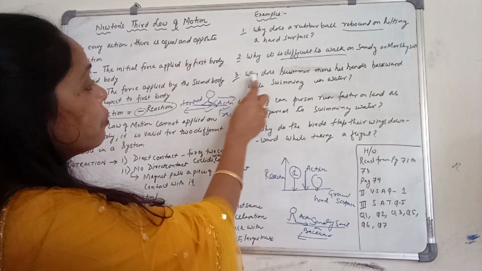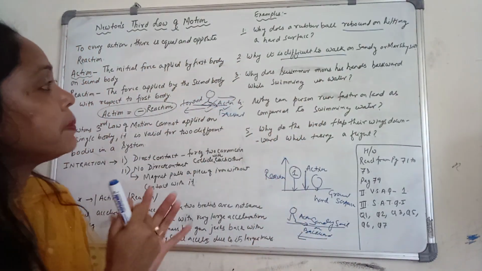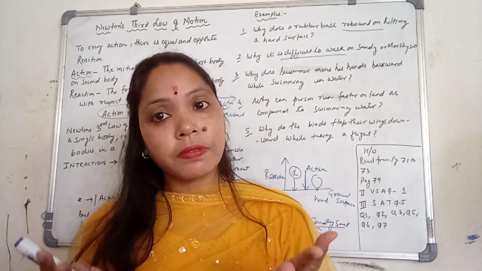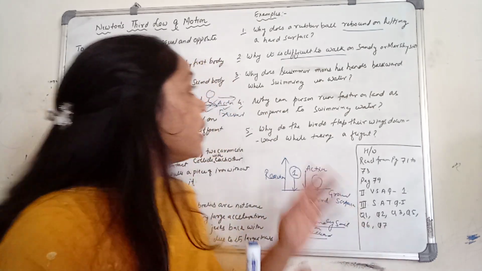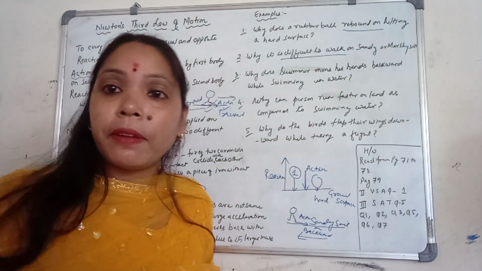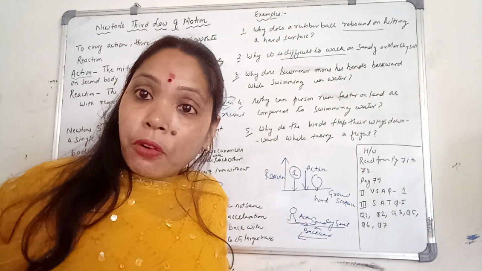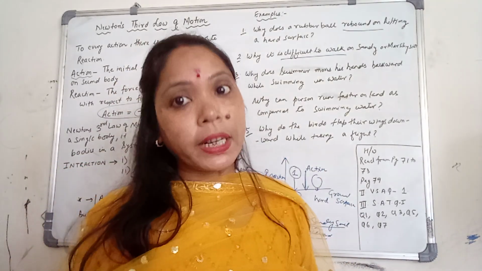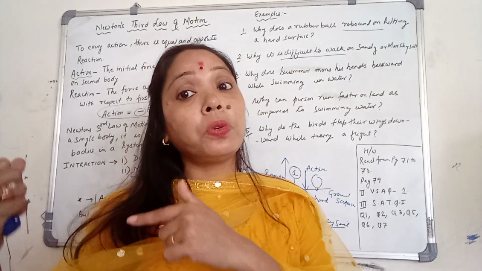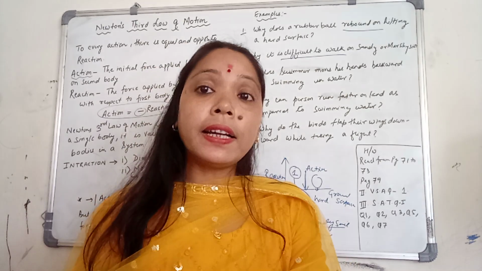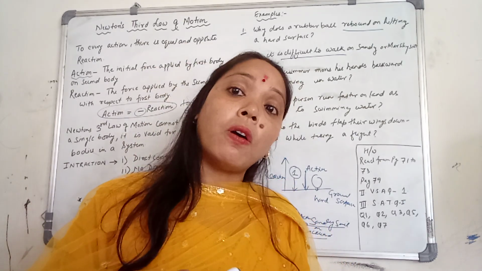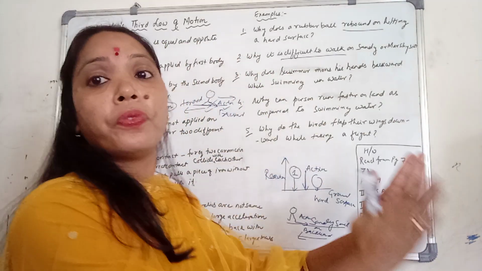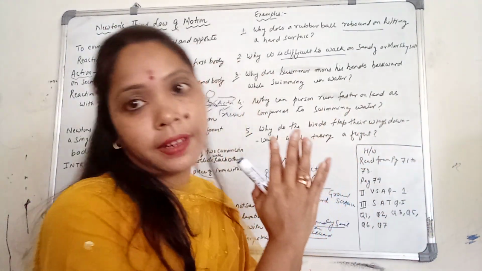Now number 3: why does the swimmer move his hands backward while swimming in water? This is again Newton's third law of motion. If the swimmer moves his hand backward, it means he is applying the action on the water, and with respect to this action, the water gives the reaction on the swimmer so that the swimmer can move in the forward direction.